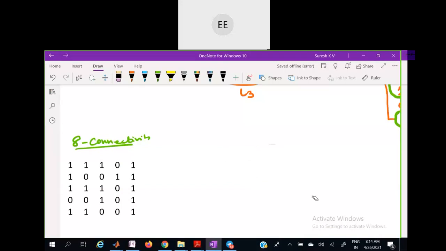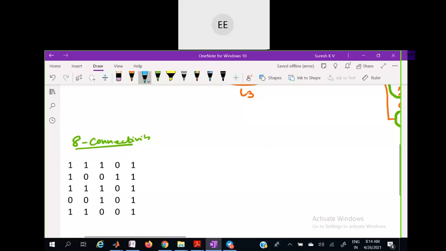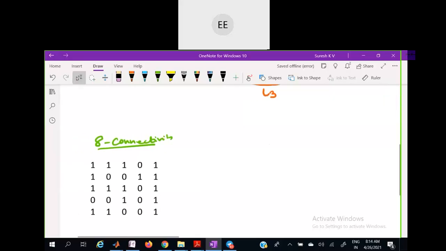Okay, I want one of you to please respond, help me. Okay, so the first one is L1, no doubt. Second one is definitely an 8 neighbor of the first one, and both of them are 1, therefore this is also L1, this is also L1.